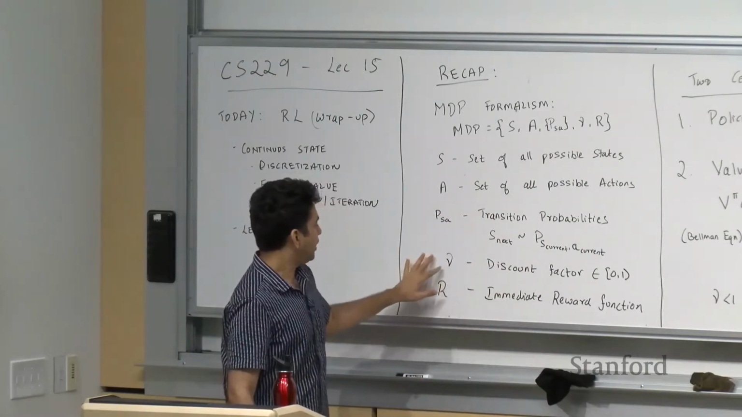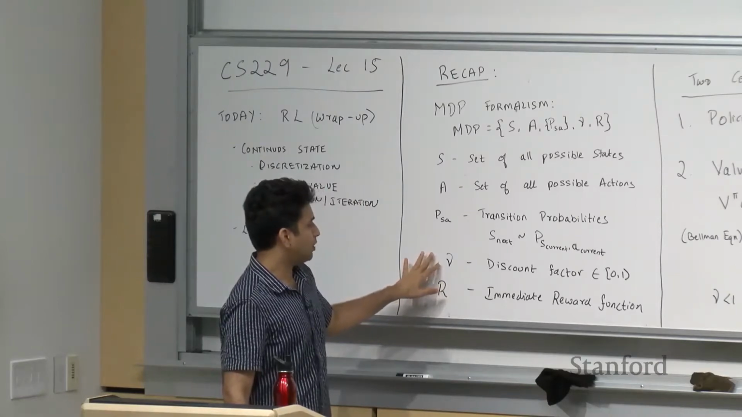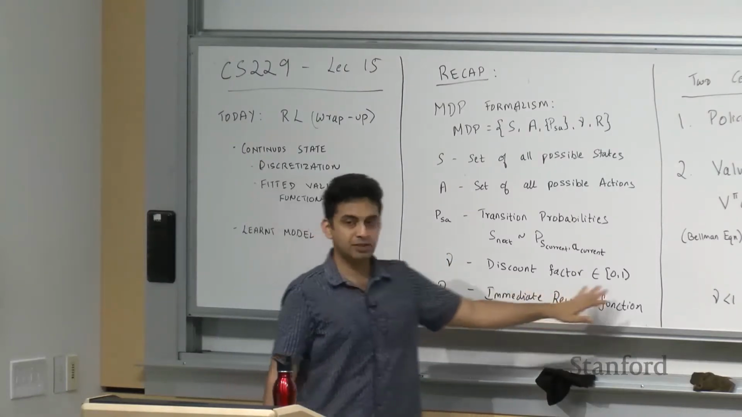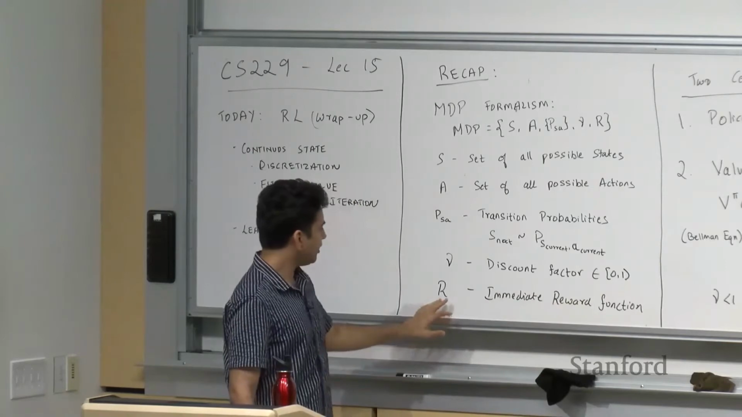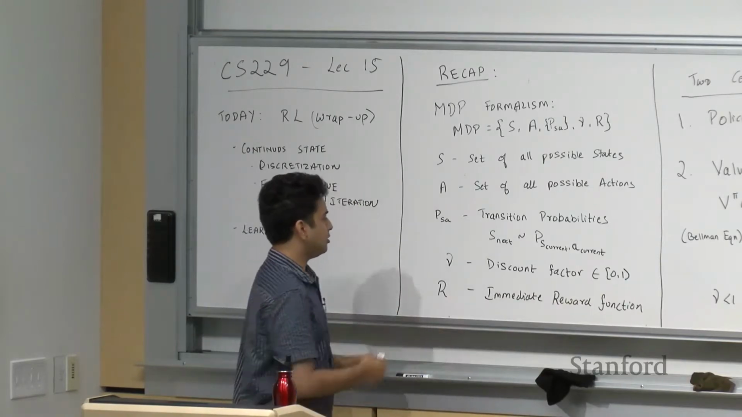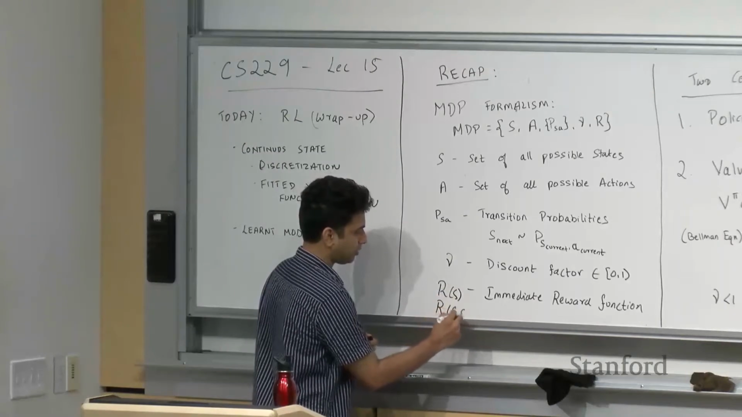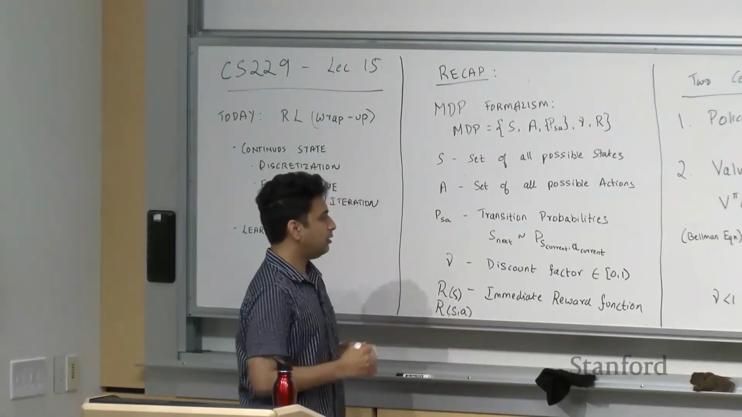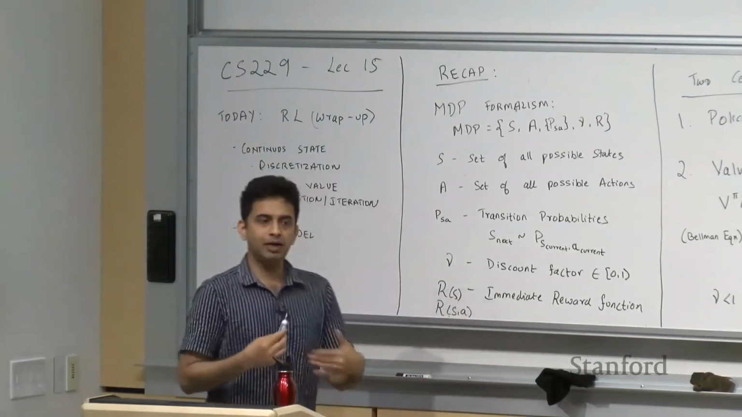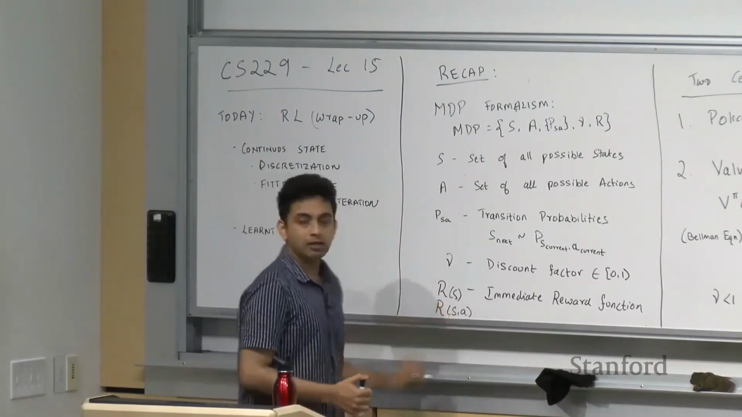And gamma is what we call the discount factor. It's a value between 0 and 1. And R is a function. It can either be a function of state or a function of a state and action pair, and it is the immediate reward function. What is the immediate reward that we get for being in a particular state?